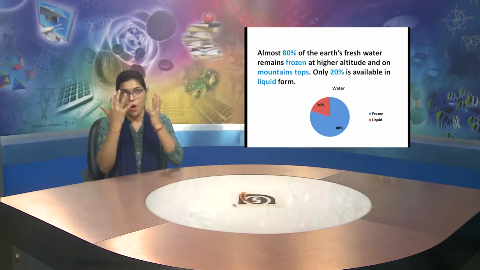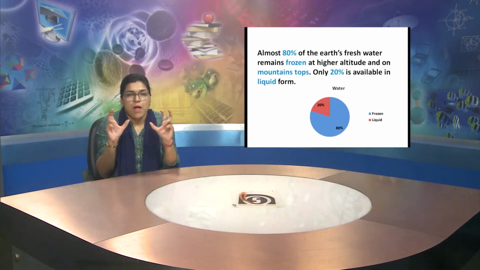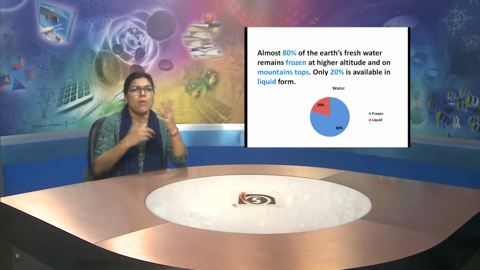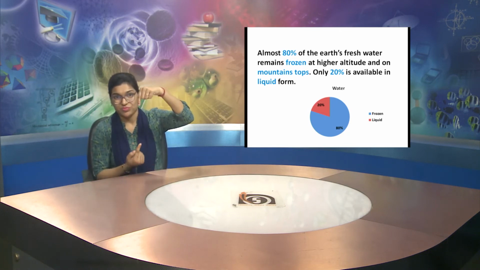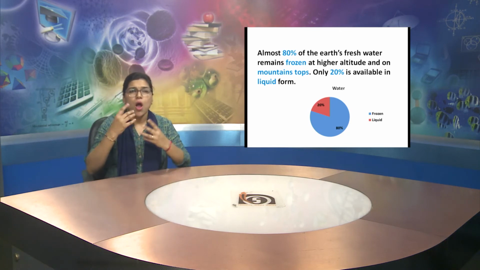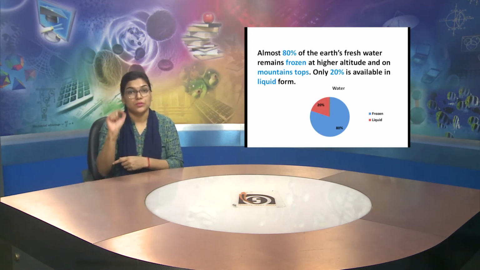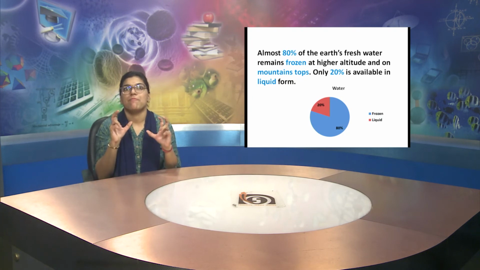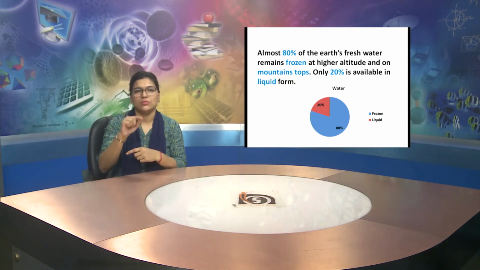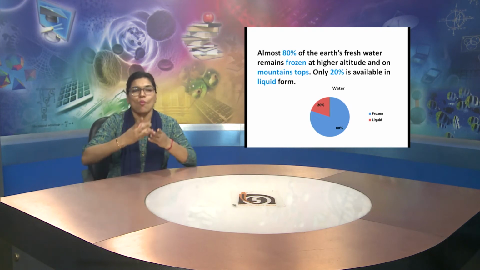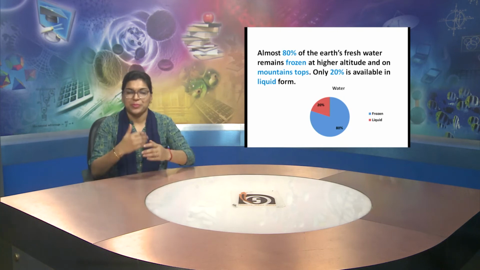And almost 80% of the Earth's fresh water remains frozen on the 2 poles, the North Pole and the South Pole of the Earth. You must have seen the globe, image of the globe. So on the 2 poles, the water is frozen at higher altitudes and on the mountain tops. So only 20% is available in liquid form.